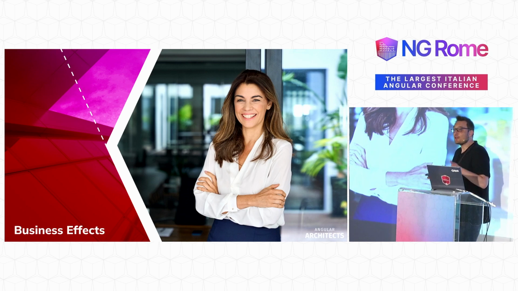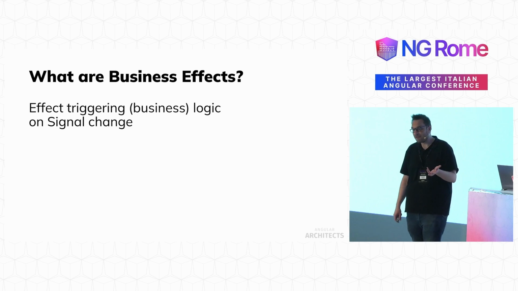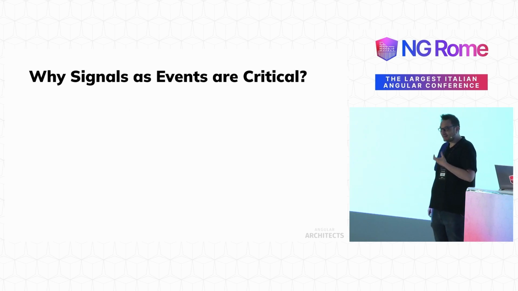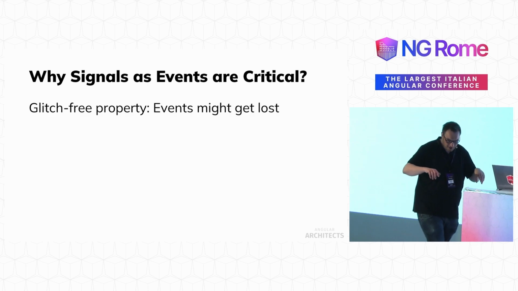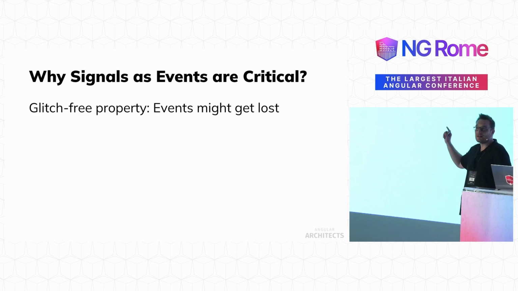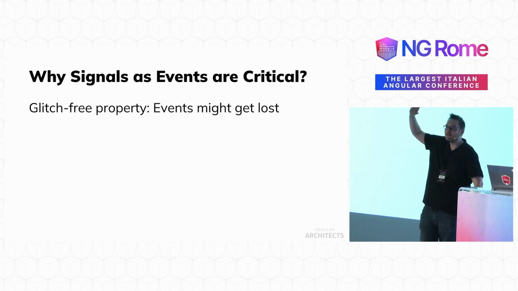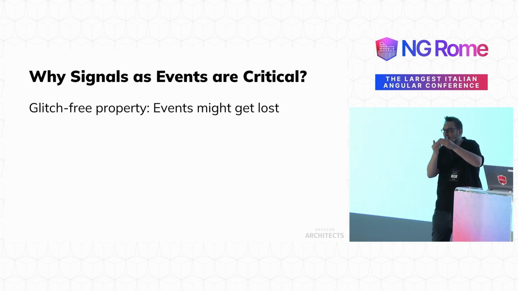So now let's also talk about business effects. So what are business effects? As mentioned before, those are effects triggering business logic on signal change. And they are somewhat critical, because we have already discussed the idea before that we get loops and cycles, but there is another reason. We have this glitch-free property when it comes to signals. Who has heard about the glitch-free property? Some of you. It's basically that if I change a signal several times in a row, every change will get lost but the last one.